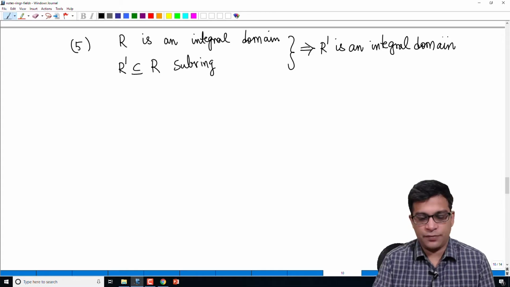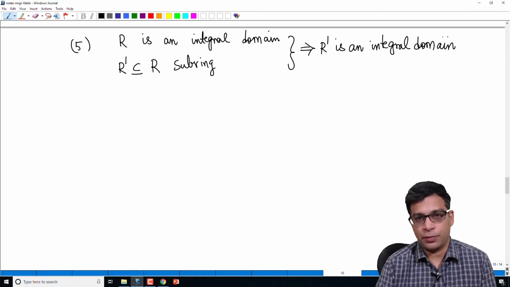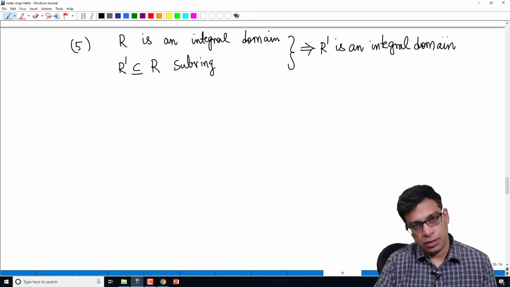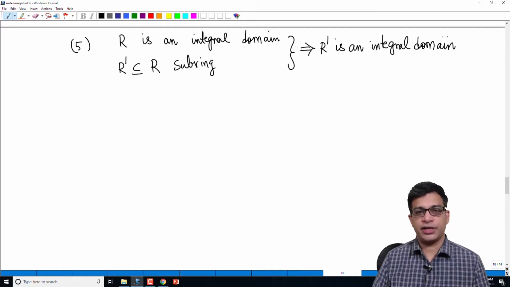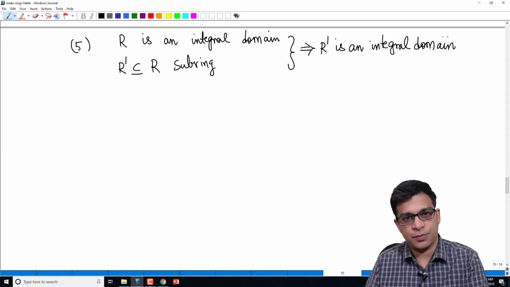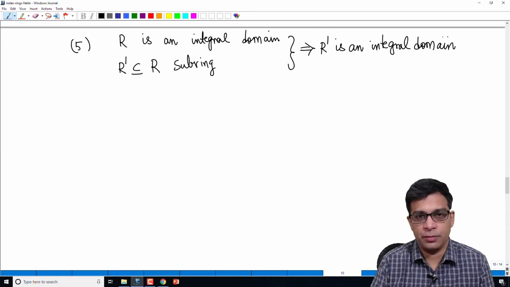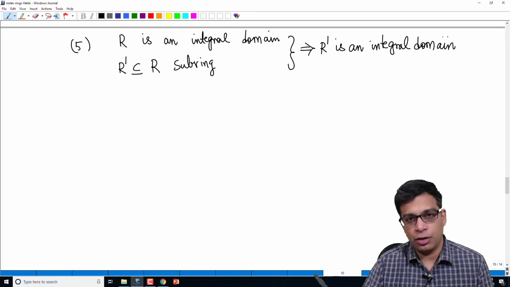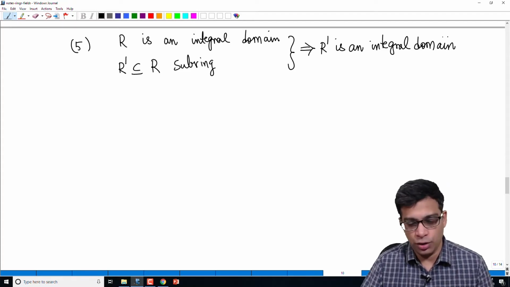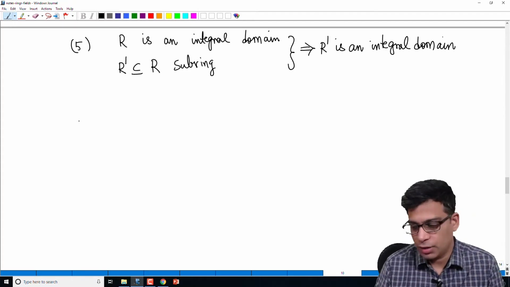That is clear, right? Because if you take two elements from R prime whose product is 0, those two elements are in fact in R, and their product is of course the same. That is the nature of a subring: the product in R prime is the same as the product in R. So if two elements of R prime are multiplied and you get 0, then their product in R is 0. Because R is an integral domain, one of them is 0. So you conclude that R prime is an integral domain.